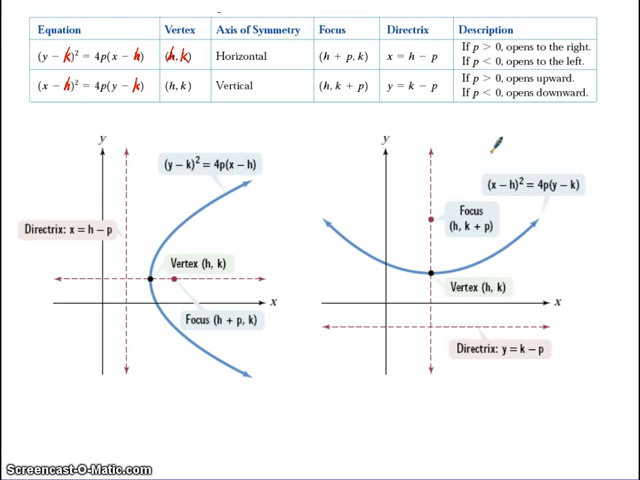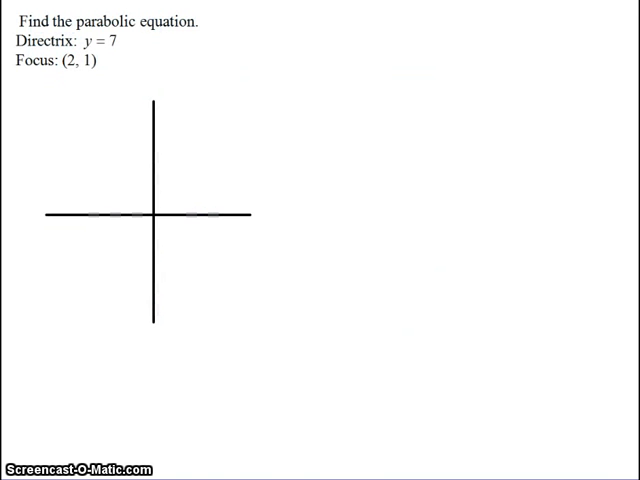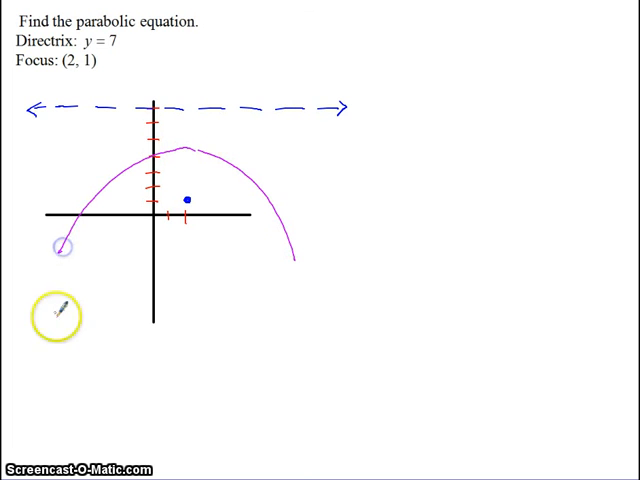Let's go ahead and get started by working on a problem here. We have a directrix at y equals 7, and we have a focus at (2, 1). So I have the directrix drawn, I have the focus drawn, and this visual really helps me have a better understanding of what I'm looking at. I know that I'm going to have a parabola that's going to be faced downward, because remember that the focus is within the cup of the parabola, and the directrix is in back of the vertex.